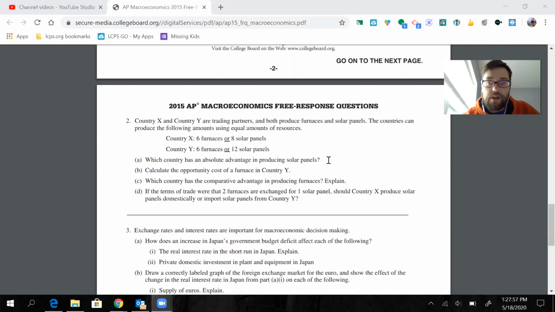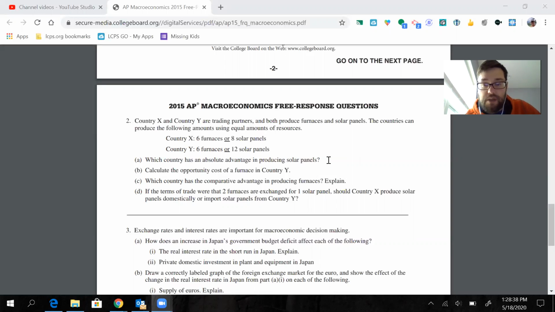I'm going to glance through here quick because we're going to draw out a chart and calculate all the relevant opportunity costs, and then we're going to come back to quickly answer our question. Part A, absolute advantage in producing solar panels. You may even be able to answer this one before we do anything, right? Who can produce more solar panels? So part A should be country Y, but that'll be clear. Then we need the opportunity costs of a furnace in country Y. We're going to calculate all the opportunity costs, and then they want to know about comparative advantage in producing furnaces and a little explanation.